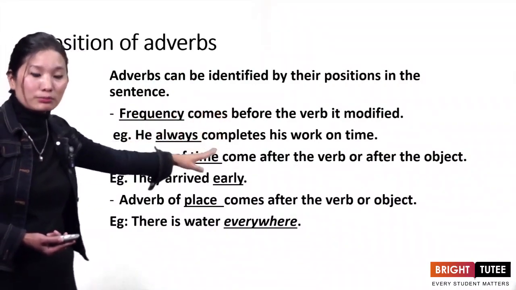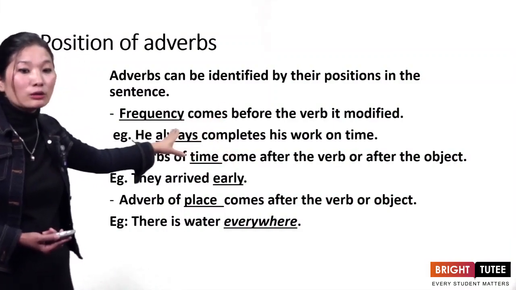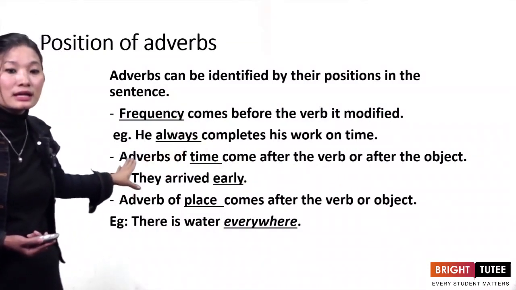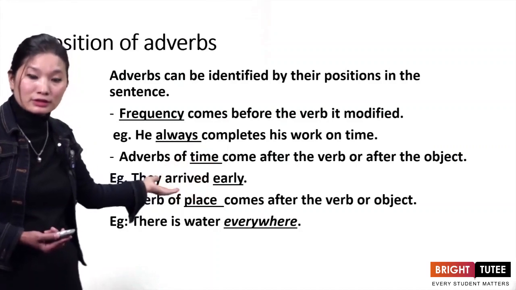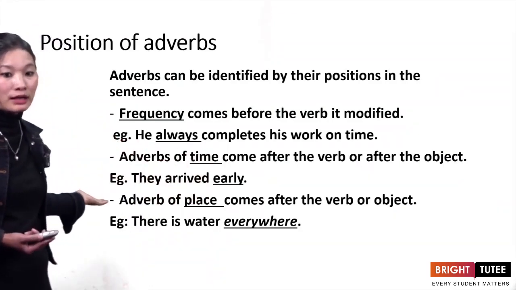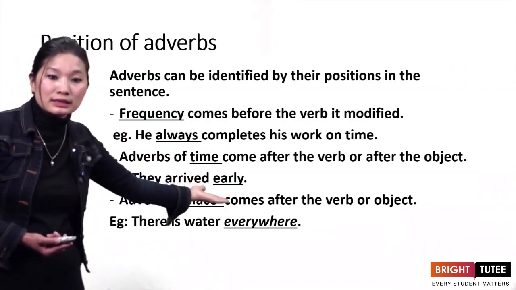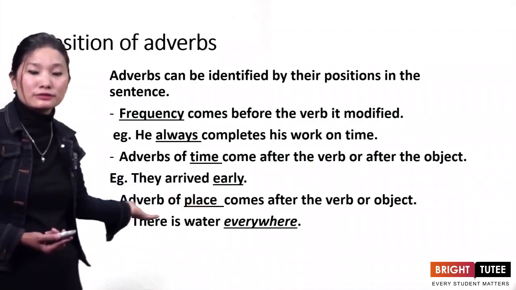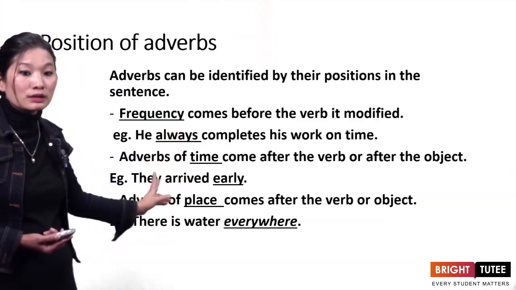He always completes his work on time. Completes is the verb here. Always is the frequency adverb that has come before that. And the next one is adverbs of time come after the verb or after the object. There will be an object, that means the noun. Example, they arrived early. It comes after. Arrived is the verb, early is the adverb. An adverb of place comes after the verb or the object. Again, time and place will come after the verb.